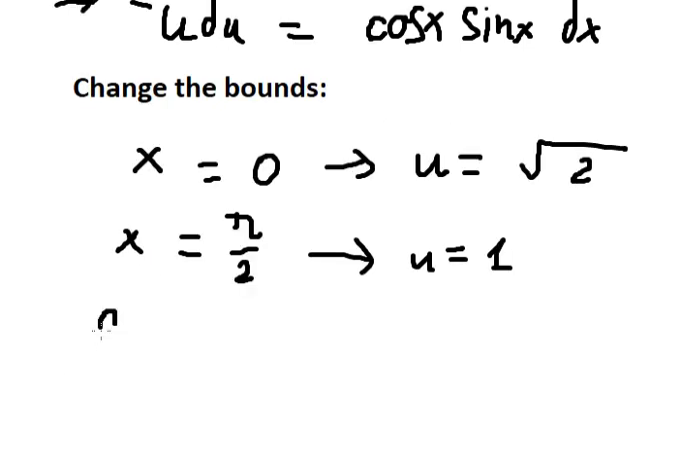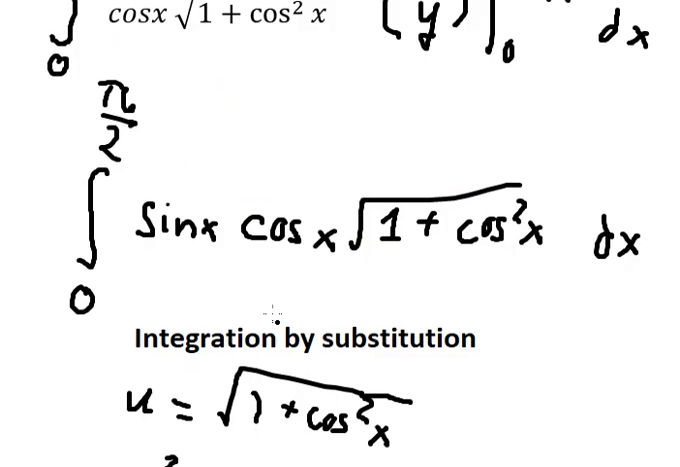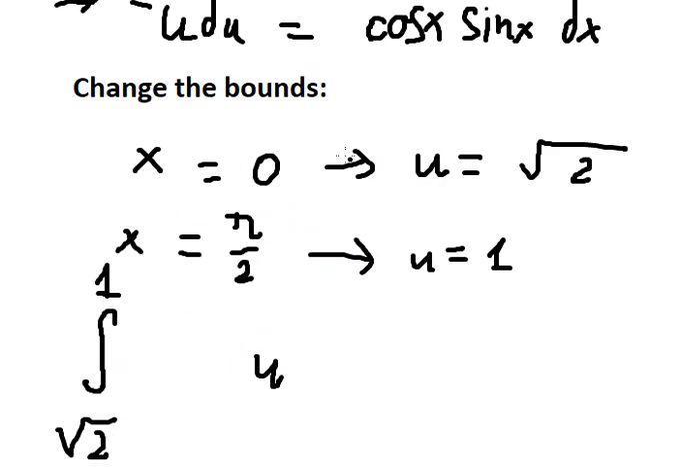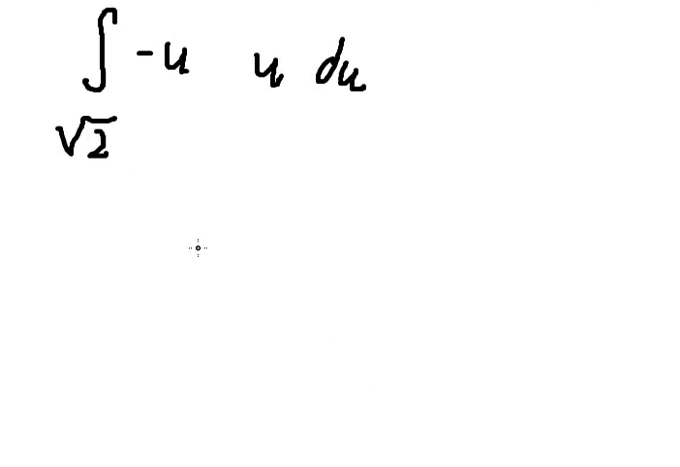And now we have the new integration. 0 we change for the square root of 2. This one we change for 1. The square root we change for u. Sine s cosine s ds we change for negative u du. So we have like this.